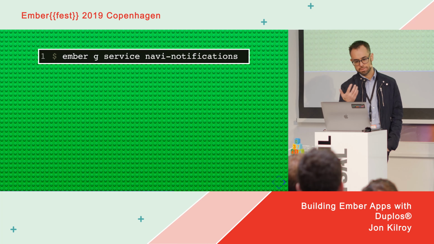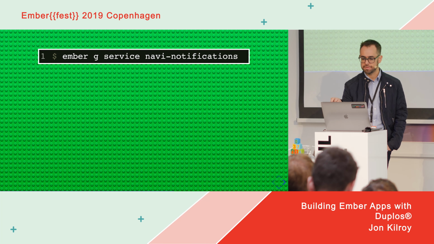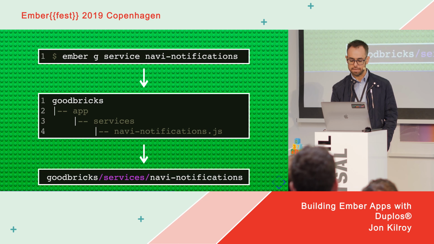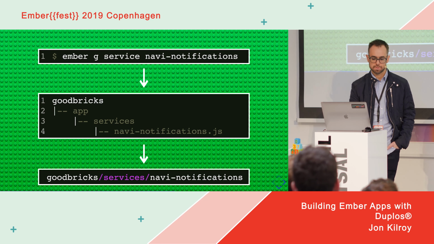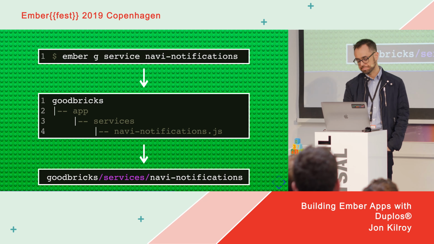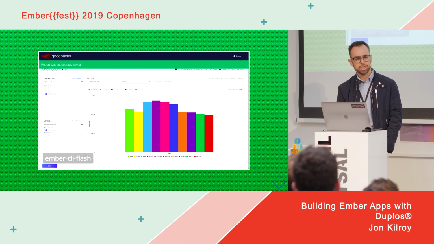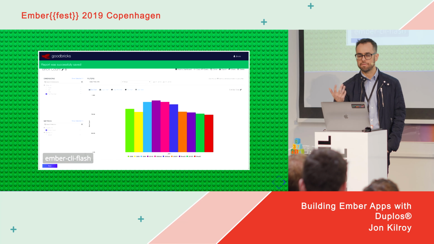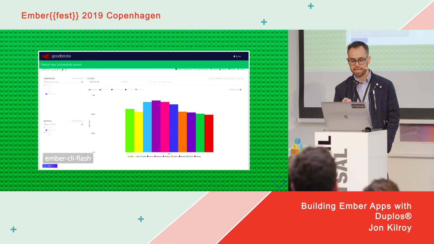And so we're going to go do that. We're going to simply generate the service, Nobby notifications, which is going to, of course, make the file. And ultimately, when that gets built, it's going to resolve to that same module ID. And so we could roll our own notification service, or we can just pull one off the shelf from the Ember add-on repo.